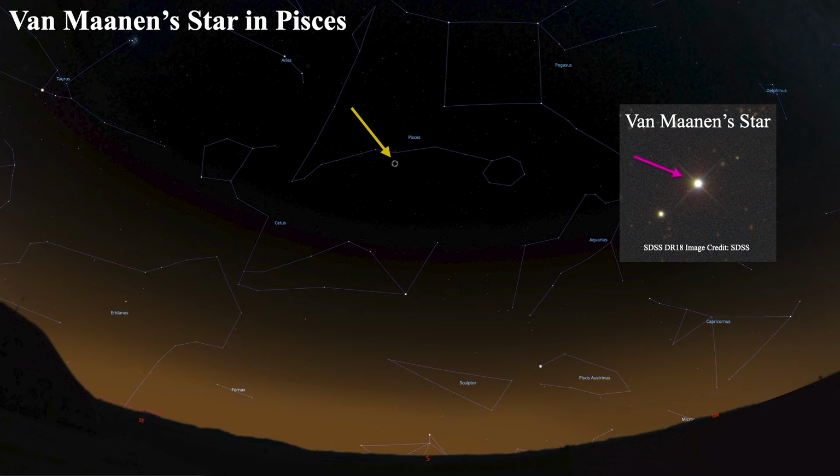Around the same time, in 1917, while investigating a large proper motion star, Dutch-American astronomer Adrian van Maanen discovered this star very close to his intended target, and it had a bigger proper motion than the one he was investigating, so it was a serendipitous discovery. Here we see the faint star's location in Pisces, late at night about 10 p.m. in the southern October sky.